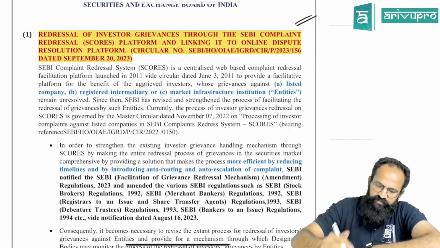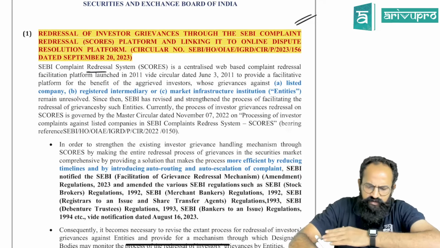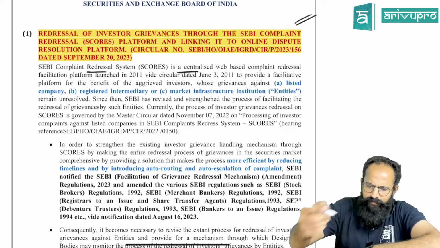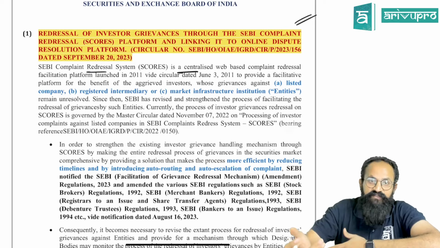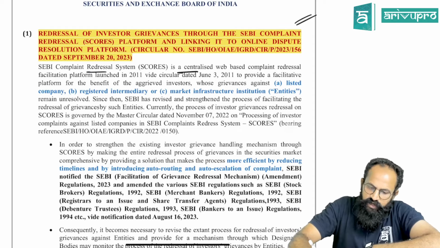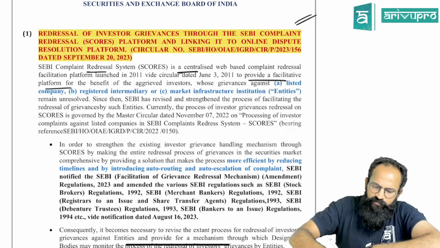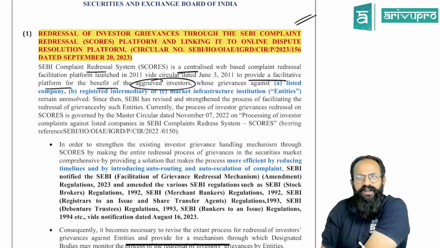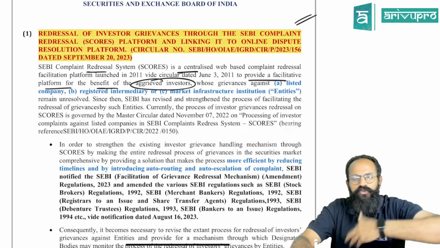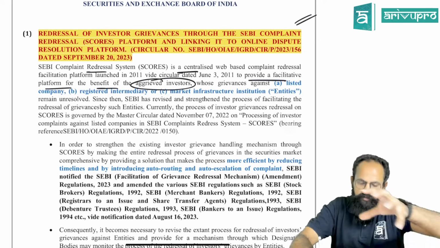Now what are they saying? The SEBI complaint redressal system is a centralized web-based complaint redressal system that we have seen in the class only. It's web-based only, online only, right? To provide a facilitative platform for the benefit of aggrieved investors. Whoever are aggrieved are the people who are affected. For them, you can reach out on this platform.